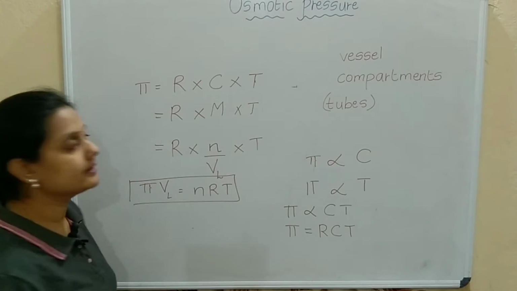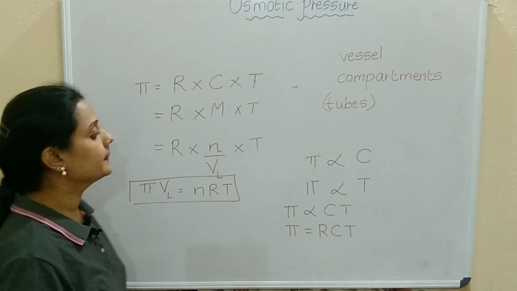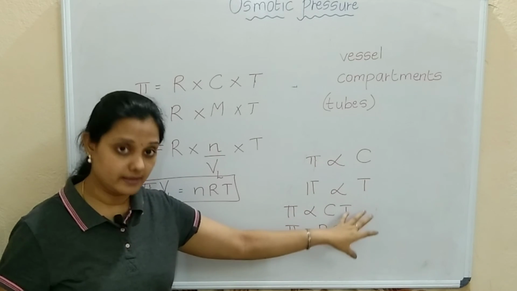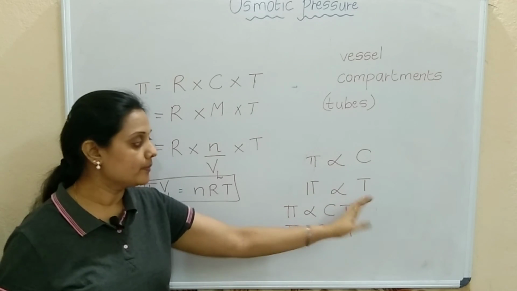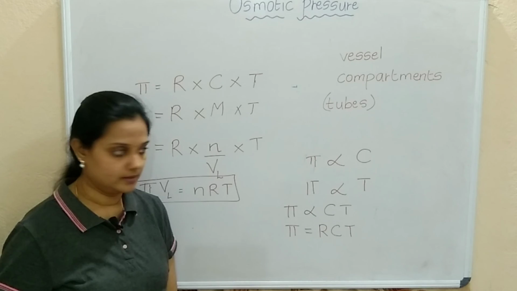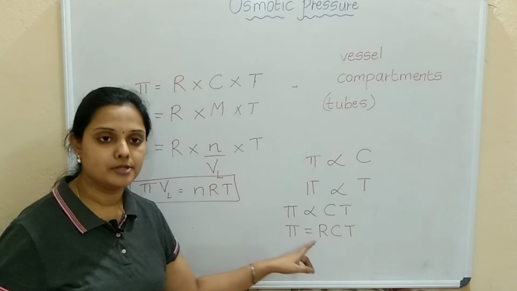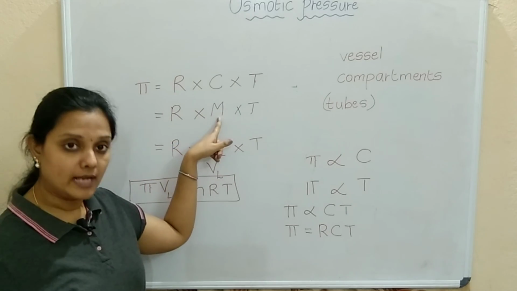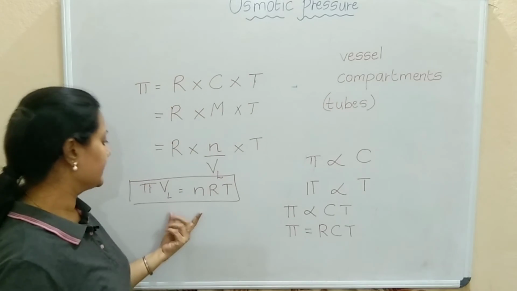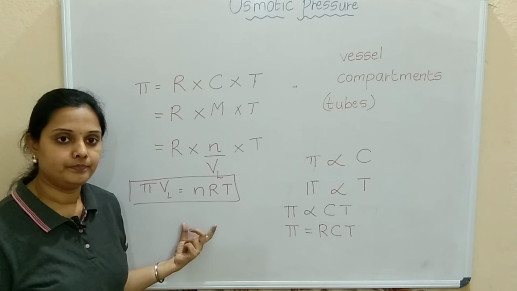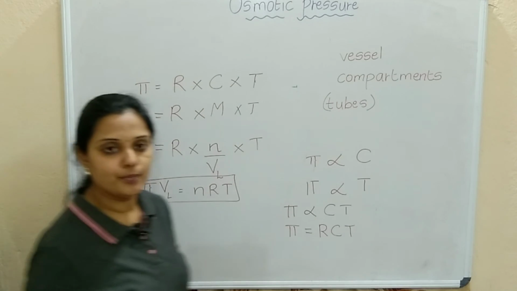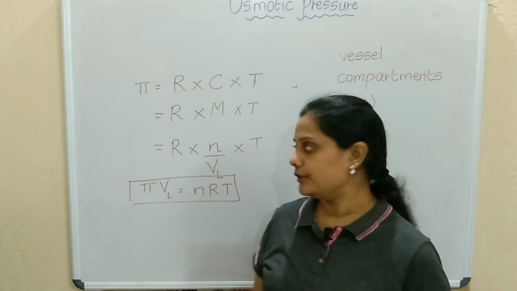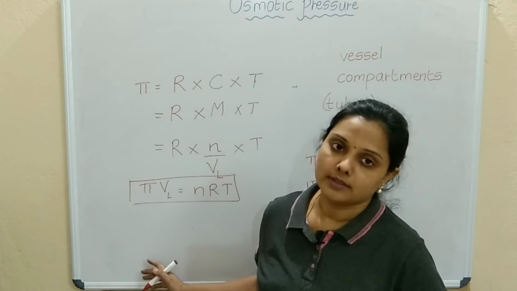So, hope you understand this topic, osmotic pressure. Correct? Where osmotic pressure is directly proportional to the concentration and directly proportional to the temperature. So, removing the proportionality sign, we put a constant R. C we substitute with the molarity formula, n by V in liters. So, we get this formula. Based on this formula, we have numericals. If you go through my previous videos, I have uploaded a few numericals based on this formula.